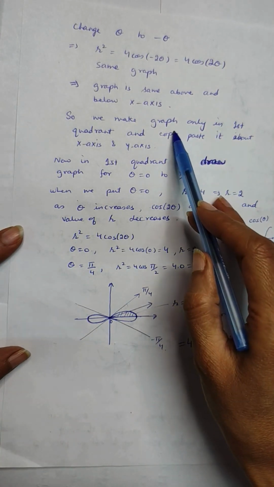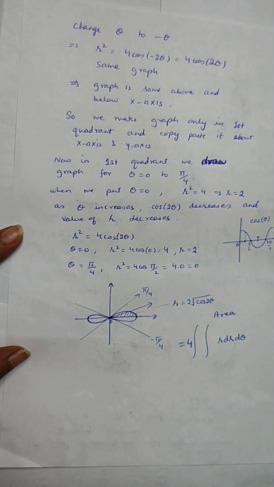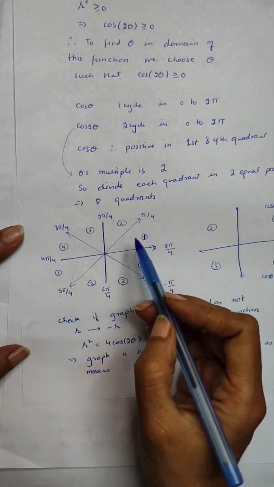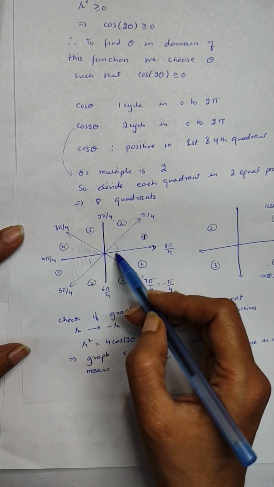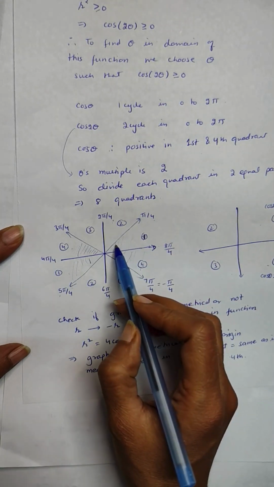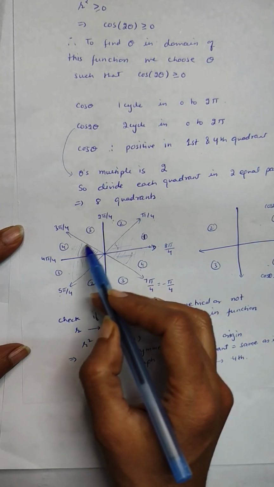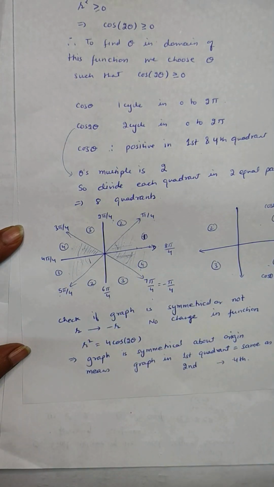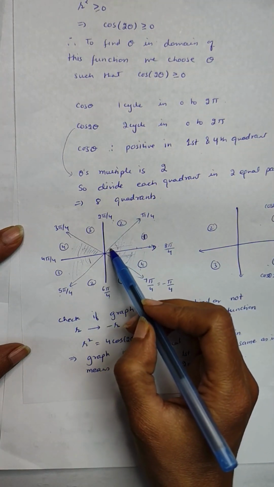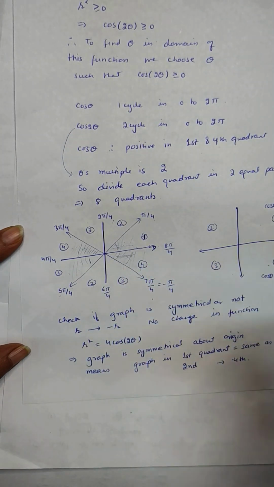So we make the graph only in the first quadrant and copy and paste it about the x and y axis. Why is that? Because the graph here looks like the graph here. The graph in this area looks like the graph in this area, and now we know the graph here looks exactly like a reflection of the graph here. So what does that tell us? That the graph in all these 4 areas is exactly the same. So if we want to find the area covered by this lemniscate, we draw the graph in this quadrant, find the area enclosed by this graph, and multiply that area by 4.